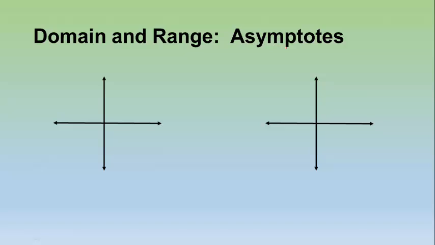Some people pronounce it with the P and the T, but most often it's just pronounced asymptote, where the P and the T in the middle are almost silent.